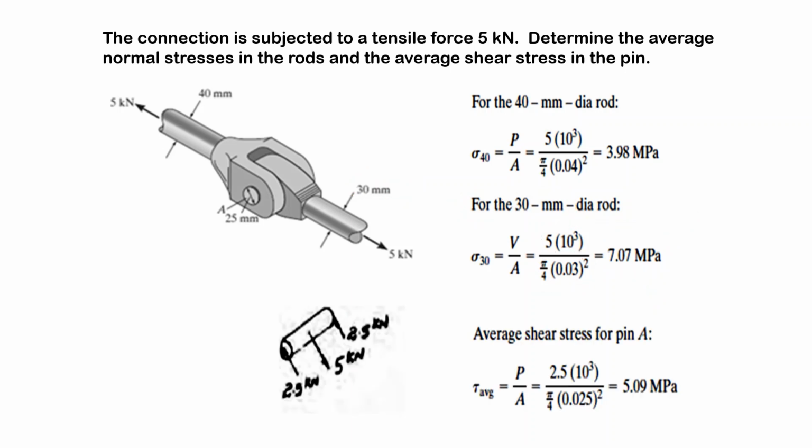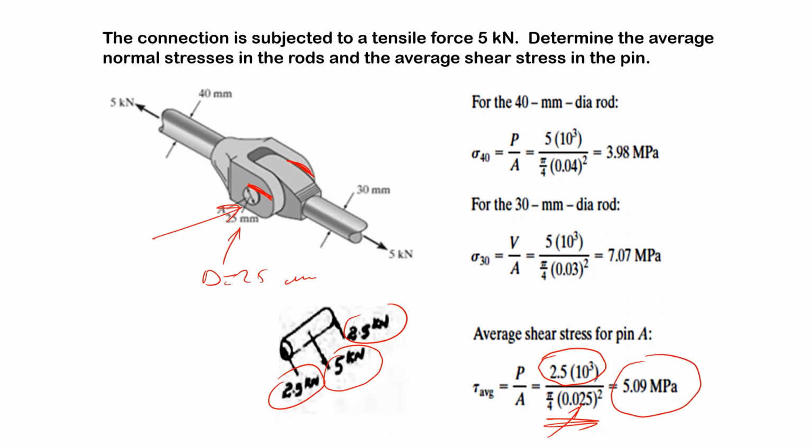Here we have the pin. If you have the pin, you again apply a 5 kilonewton force to the pin, which is supported by the two sections. Each section is under a load of 2.5 kilonewtons. The diameter is 25 millimeters, converted to meters for the area, and the average shear stress in the pin is 5.09 megapascals.